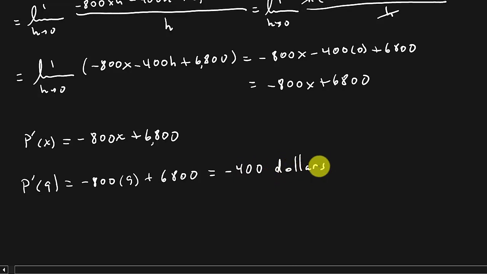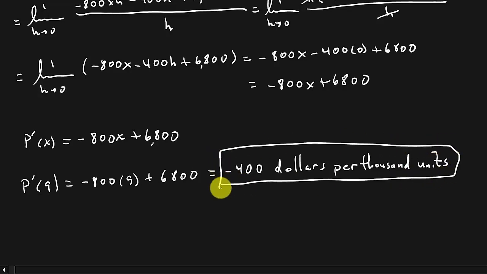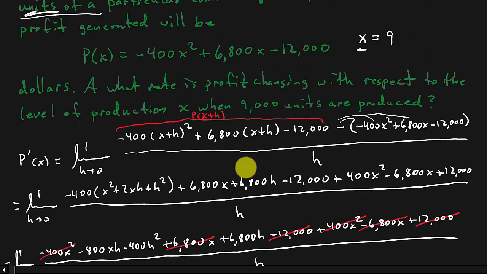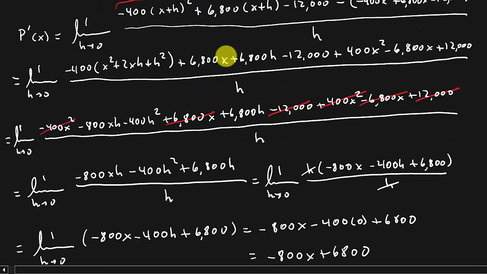So it looks like we would be losing money per 1,000 units. All right. So there you go. So there was your little word problem there, and also you learned to find the derivative of this polynomial here. All right.